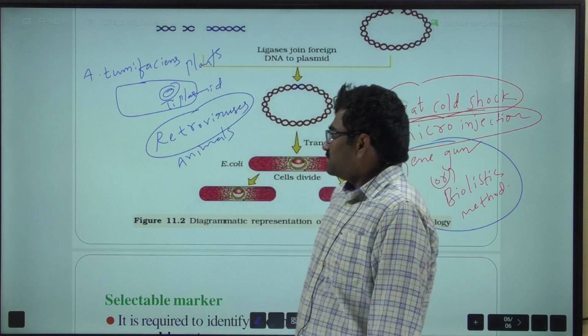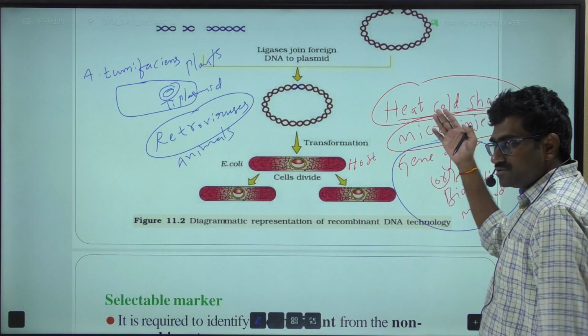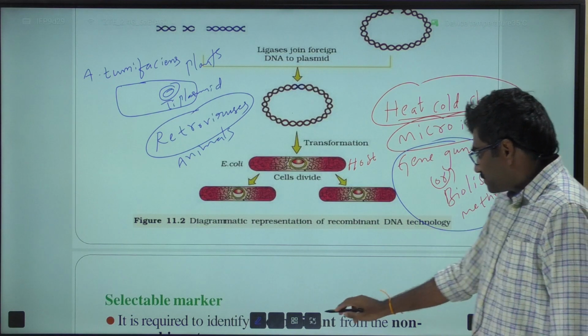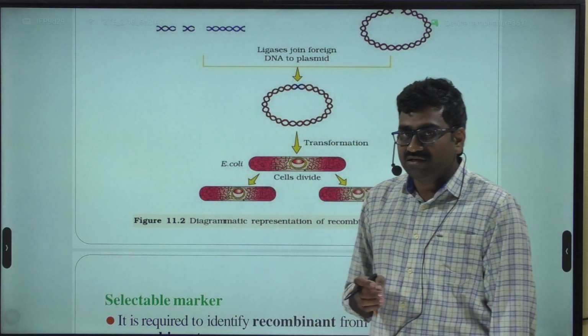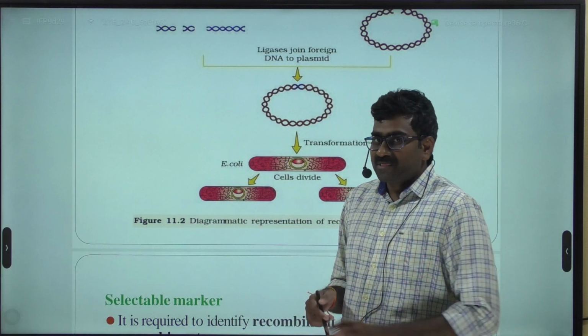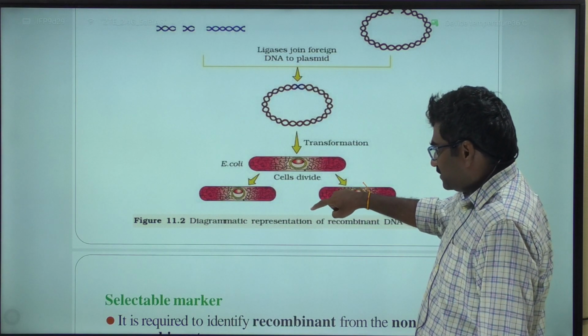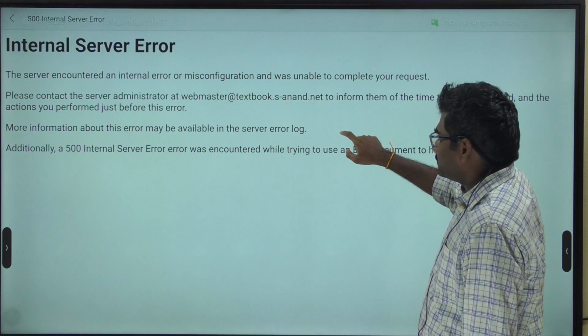Okay, so this is the fourth method, right? The first method is heat and cold shock, the second method is microinjection, the third method is the gene gun method, and the fourth method is the disarmed pathogen, so that rDNA is successfully transformed into the host organism.